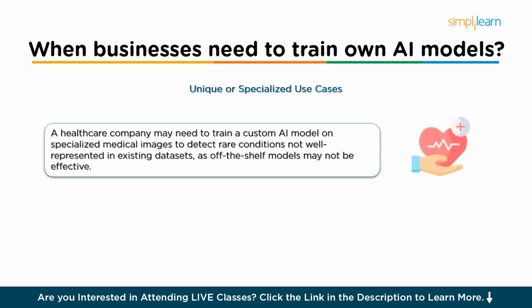So for example, a healthcare company may need an AI model that can analyze medical images for rare diseases or conditions that are not well represented in existing public datasets. So off-the-shelf models trained on general medical images might not be effective in detecting these rare conditions. So the company would need to train its own model on specialized medical image data.